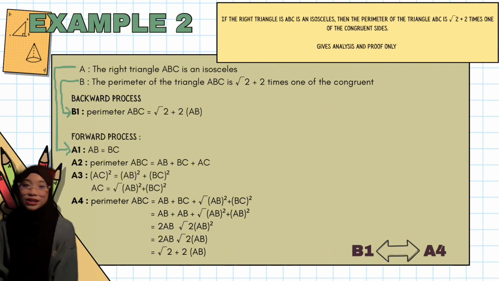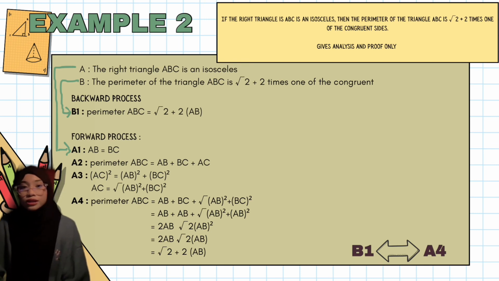Okay, so this is example 2. We are given that triangle ABC is a right-angled isosceles triangle. This is our assumption labeled as A. Our conclusion labeled as B is that the perimeter of triangle ABC is (square root of 2 plus 2) times one of the congruent sides. First, using the backward method, we start from the conclusion. We express the perimeter as (square root of 2 plus 2) AB and use this step to plan what we need to prove. Next, we apply the forward method by assuming A is true.